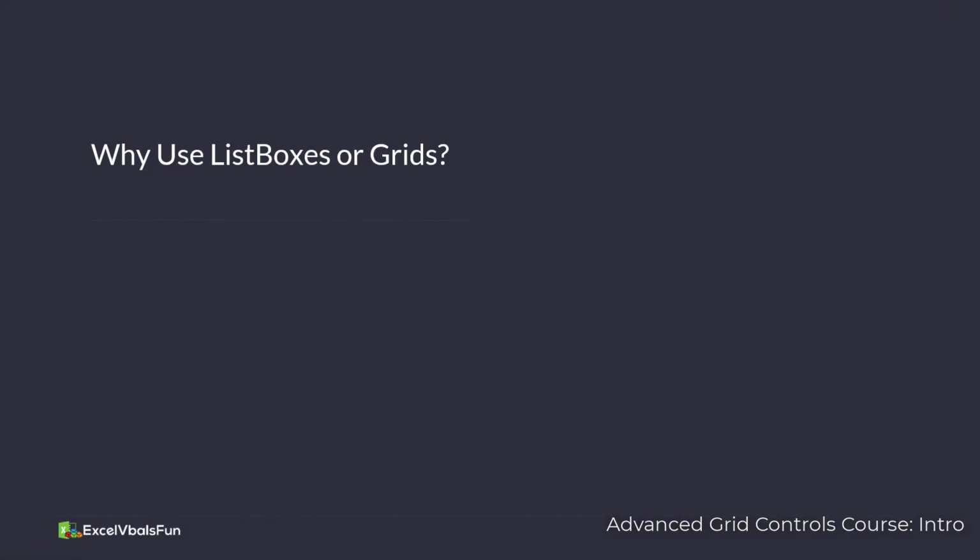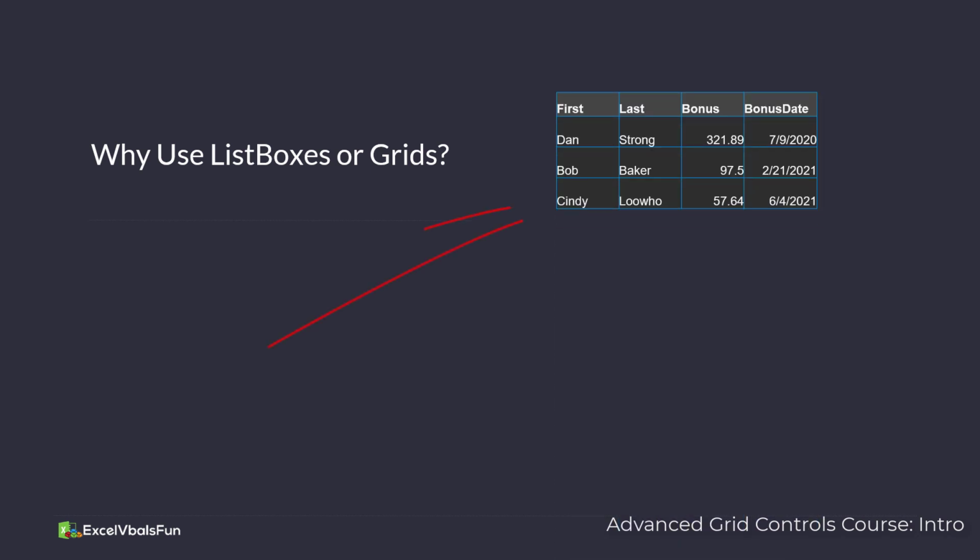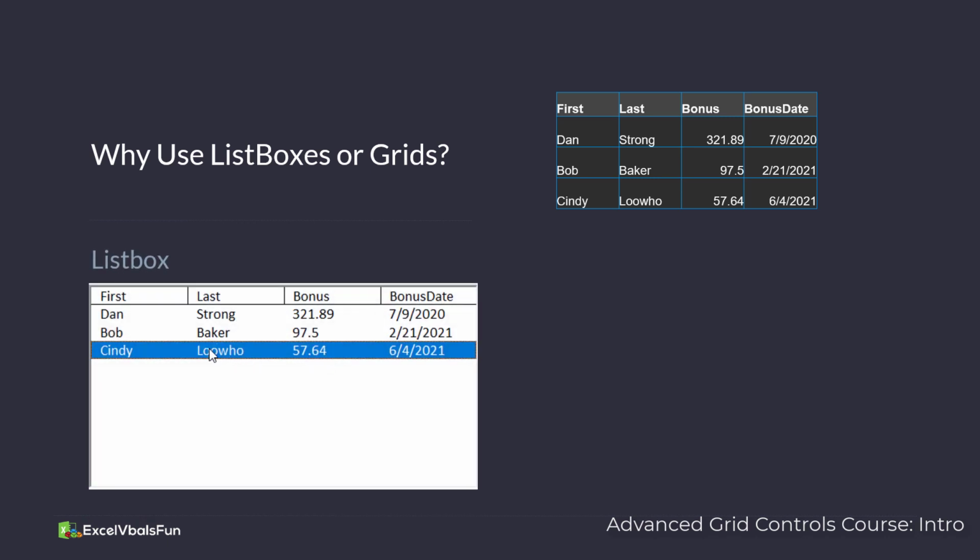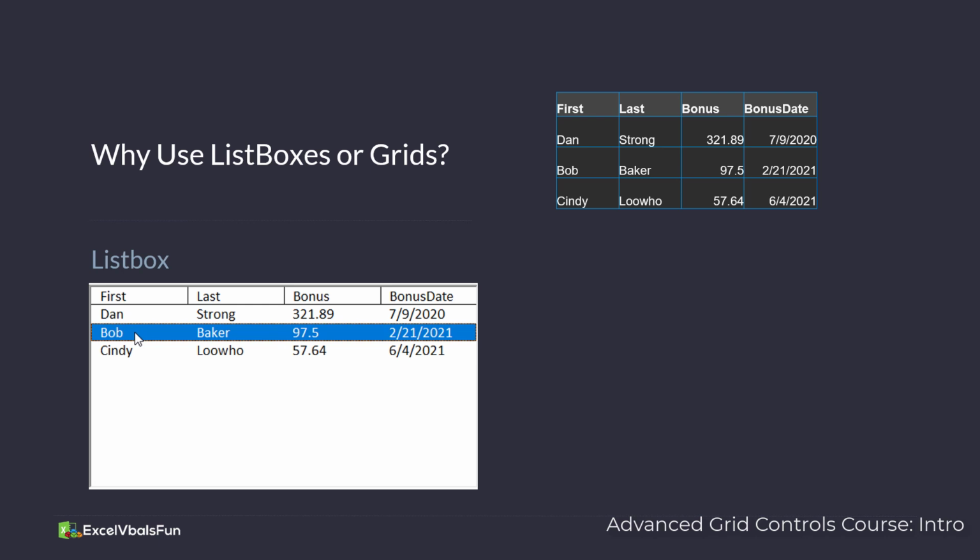So again, we're talking about list boxes versus grids. Let's say we have this sample Excel sheet, and this is just a colorized version of a little tiny table from Excel. It's got first names, last names, bonus, and the date of the bonus that they received. Pretty simple. However, with a list box, like we said, a list box is just that. It's just a list of items. So you can click on the entire row.